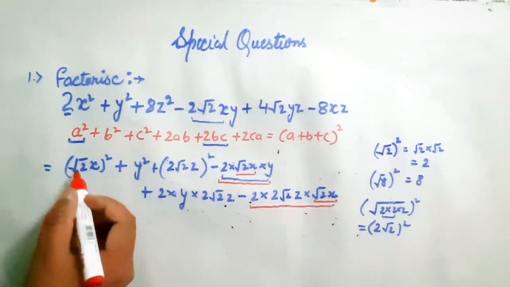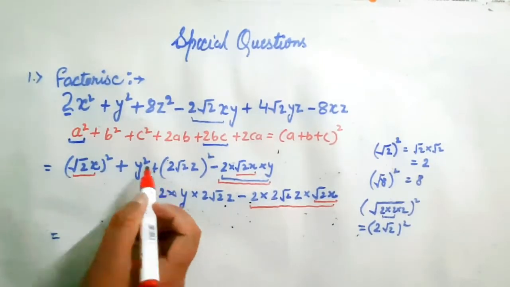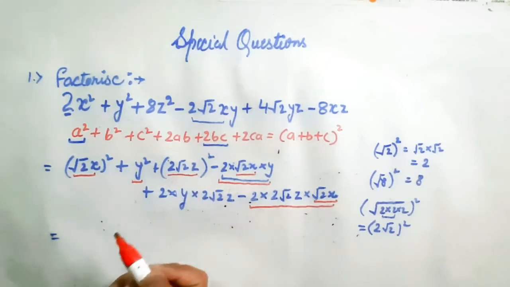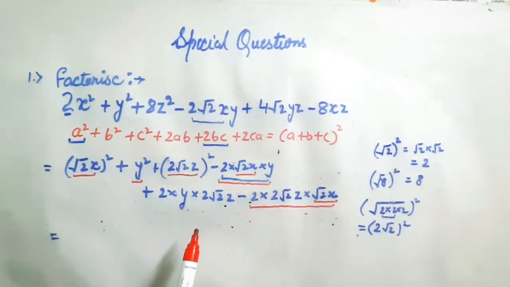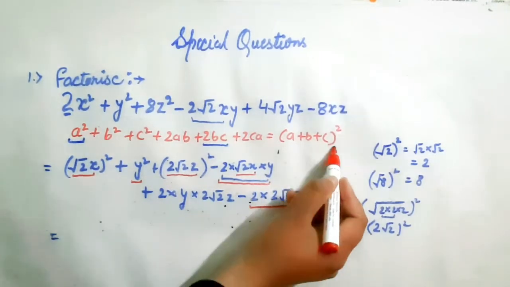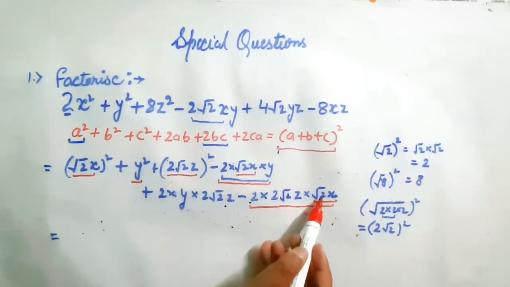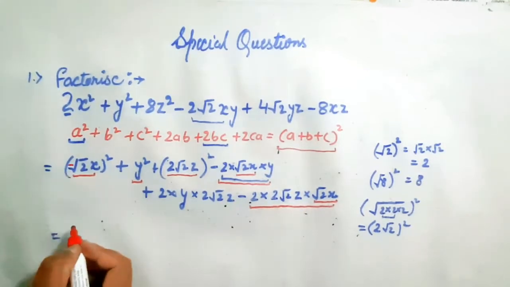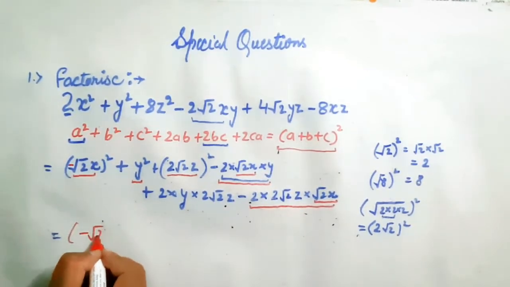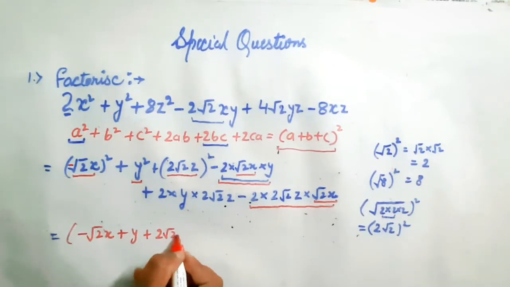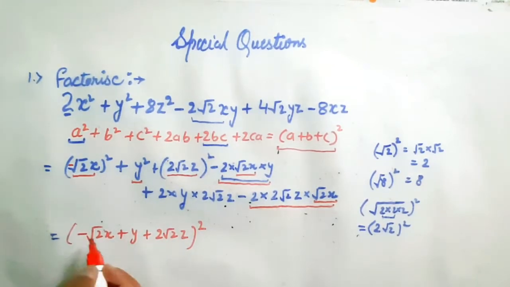So now in the place of a we have square root 2x, in the place of b we have y, and in the place of c we have 2 square root 2z, and this explanation is complete. So you can replace in the right hand side. What will be the answer? I told you that this square root 2x will be negative. So the answer will be negative square root 2x plus y plus 2 square root 2z whole square. You can take this minus common, these two will be negative, but this is also a correct answer. So this is your required answer.